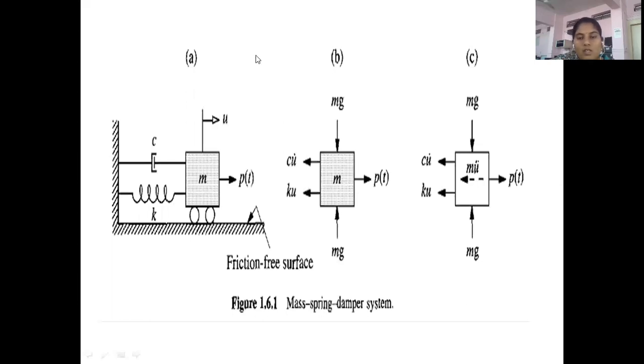So I am requesting all of you, please draw this diagram very nicely in your notebook. I will wait for 5 minutes. The diagram is very important. Whatever the basics about this chapter are given in this diagram only. So I request all of you, please draw this diagram very nicely in your notebook. Okay. I will wait for 5 minutes.